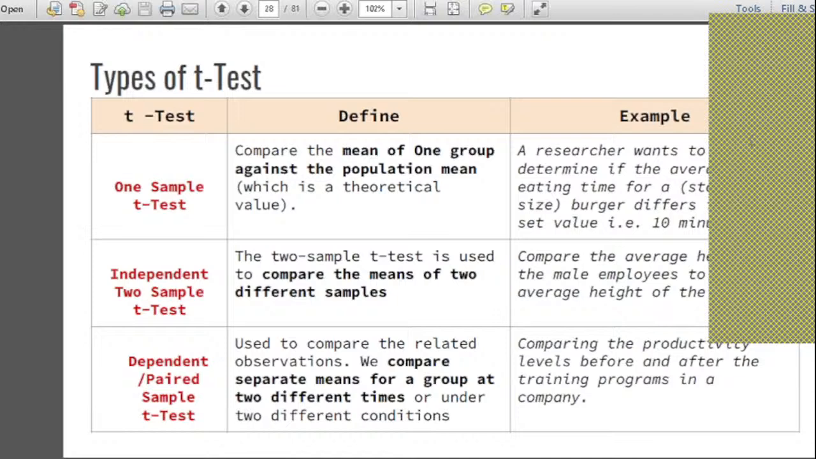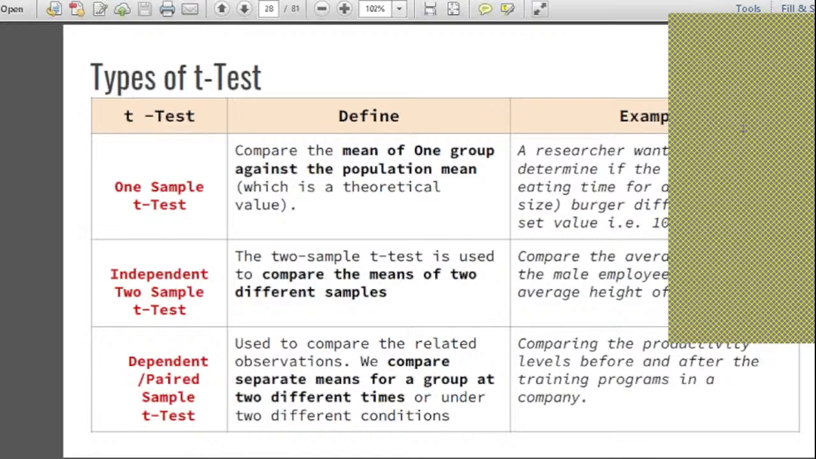Okay, sales of mask and sanitizer before and after. Yes, very good example, correct. Then Rohit said, sugar test before breakfast and after the meals, right? Sugar test done before the breakfast and after the breakfast. Okay, good.